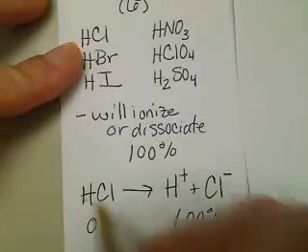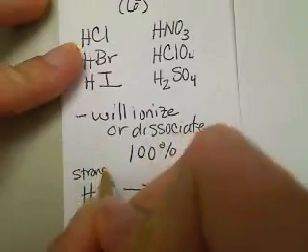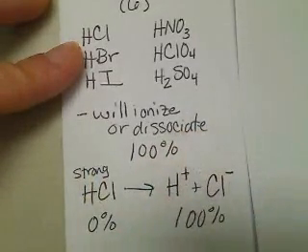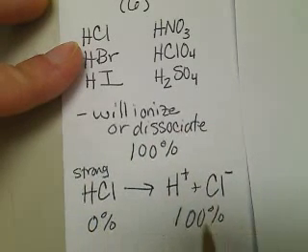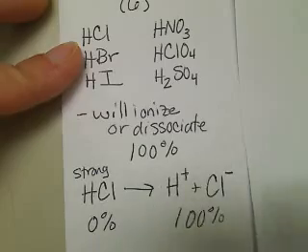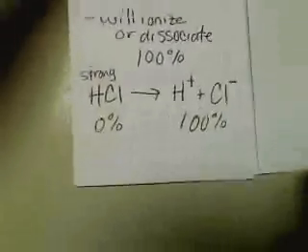So this right here, this is strong. So you can label this. I don't know if you'll be able to read that on there, but this right here says strong. Okay? So you have HCl, it dissociates or ionizes into H plus and Cl minus. 0% here, 100%. So all of it is going to be an H plus and a Cl minus in the solution.